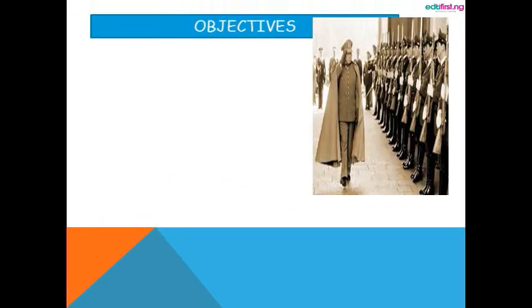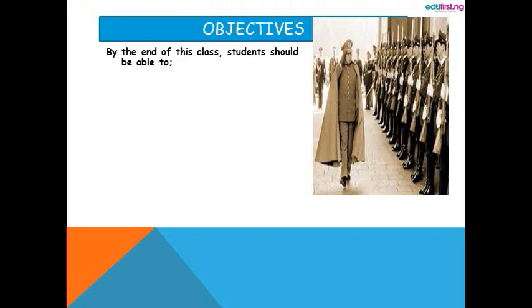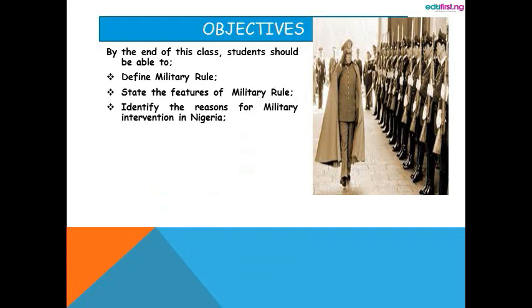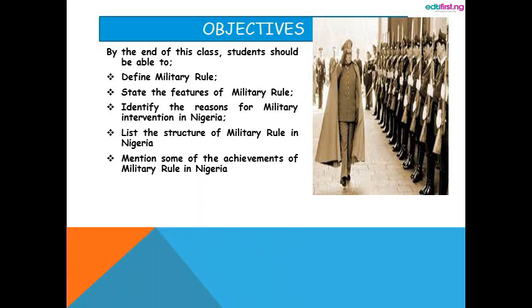Objectives. By the end of this class, students should be able to define military rule, state the features of military rule, identify the reasons for military intervention in Nigeria, list the structure of military rule in Nigeria, mention some of the achievements of military rule in Nigeria, examine the failures of the military rule in Nigeria.